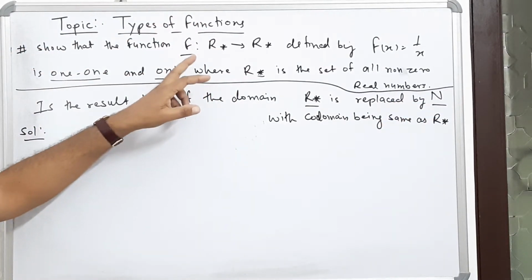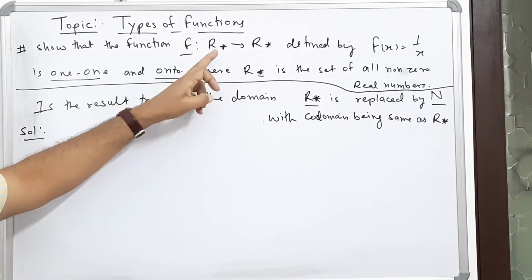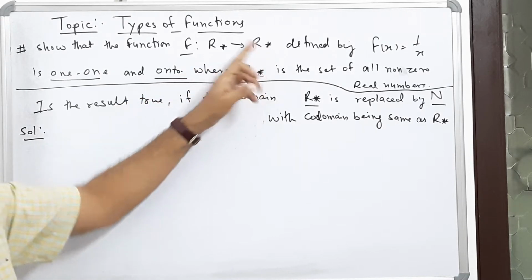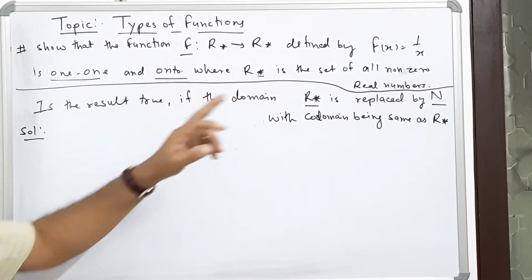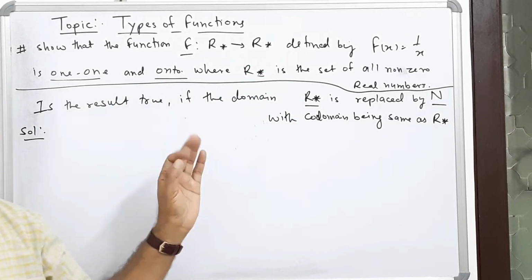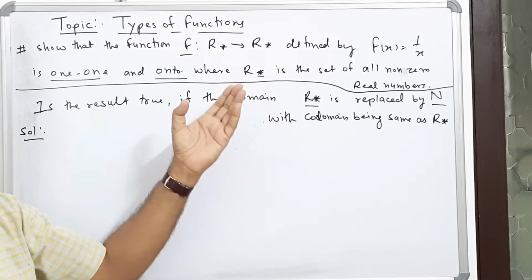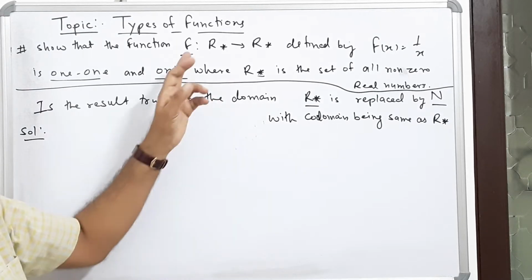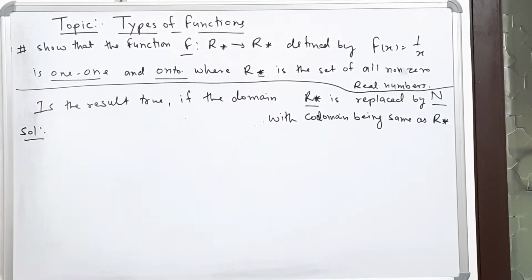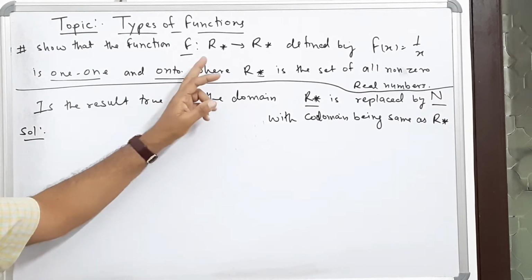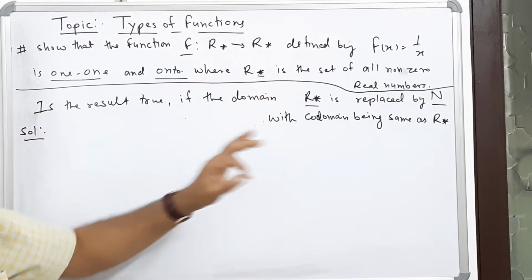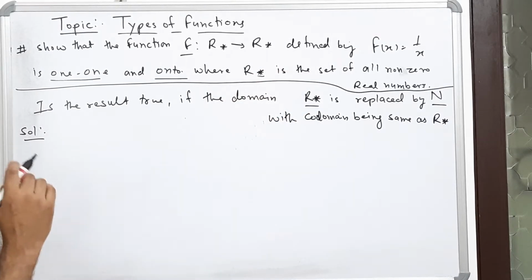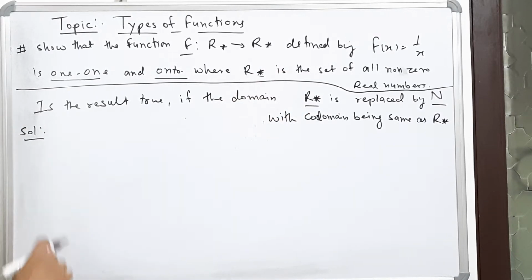Now here this function is from non-zero real numbers to non-zero real numbers, that is, 0 is not there. You all know that 1/x is not defined when x equals 0. So here its domain and range is all the real numbers except 0. That is the meaning of this non-zero real numbers. Now first we will prove whether it is one-one or not.